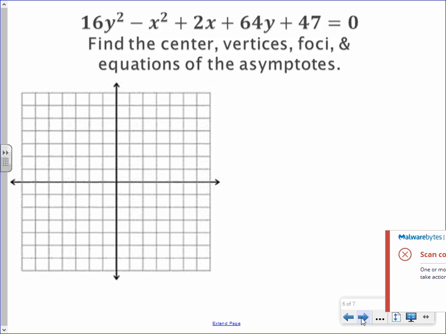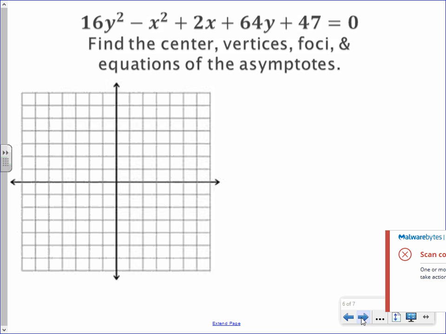This one, I'll just tell you right now, it's going to be vertical, because I want you to see both kinds. But as you're writing down the example, do you notice how we have 16y squared minus x squared? That's our tip that it's a hyperbola, because we have x squared and y squared, but they have different signs. What do we have to do, though, to get it in standard form?